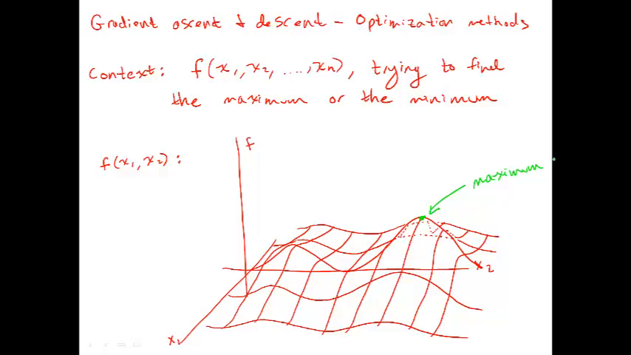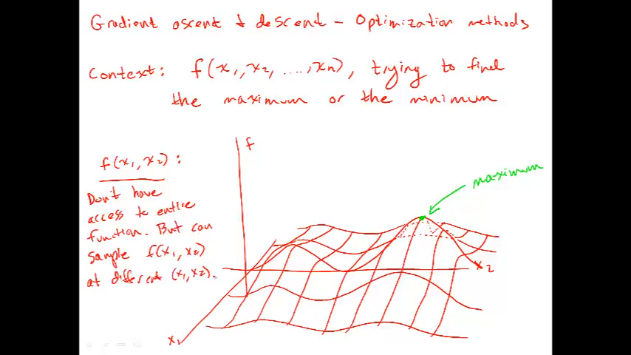And when you see the whole picture like this, it's actually fairly easy to figure out where the maximum is. However, the whole reason we use optimization methods is because generally you don't have access to the entire function. Meaning you can't just see the whole picture and find the highest point. However, what you can do is sample the function at different pairs of x's. What that means is that I can provide the function with an x1 and x2 and see what the value of the function is at that x1 and x2.